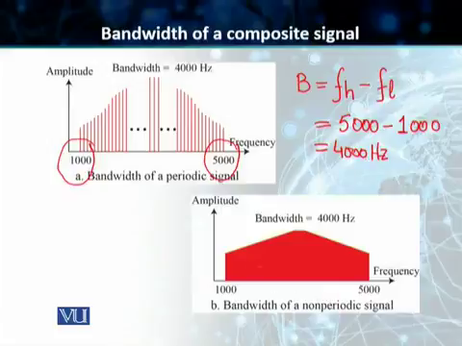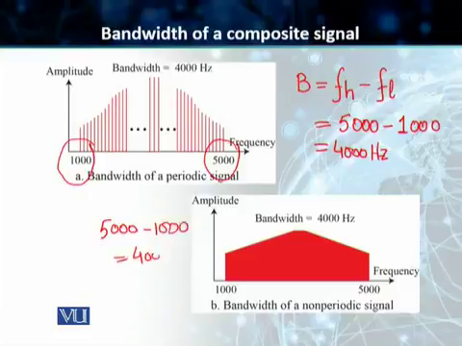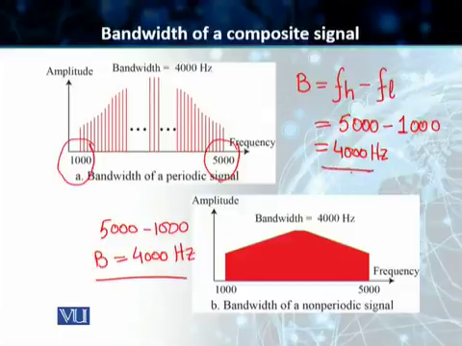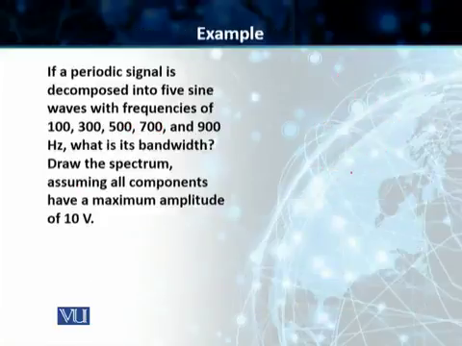Now, students, the same is the case with the non-periodic signal. In the case of a non-periodic signal, as you can see, it's not consisting of multiple spikes. We have got a non-periodic signal out here, but essentially the formula is the same. So once again, when you do 5000 minus 1000 for a non-periodic signal, once again you get 4000 hertz as the bandwidth of this non-periodic signal as well.